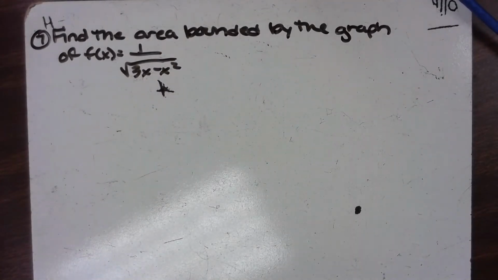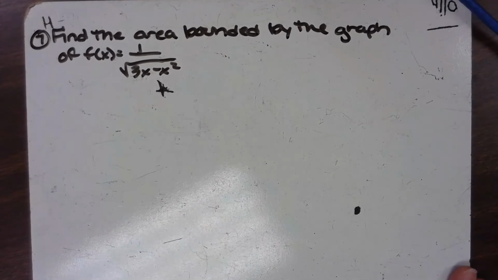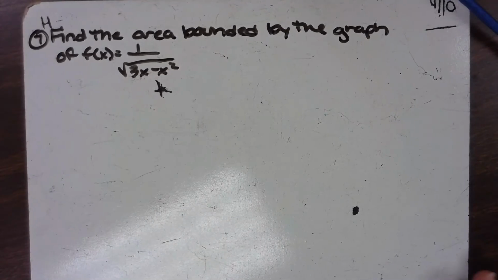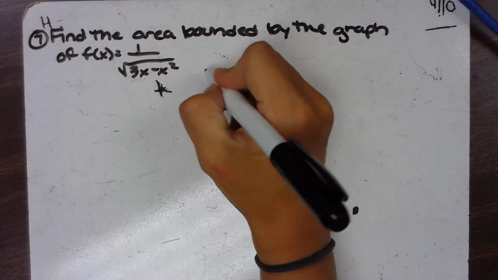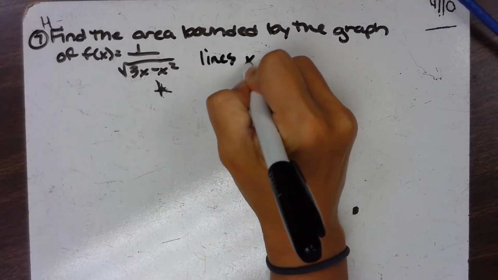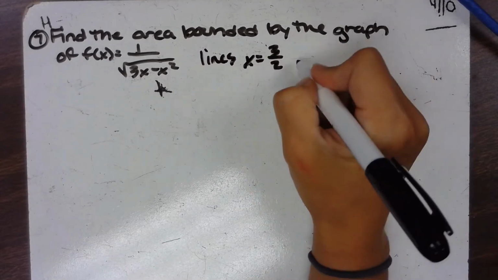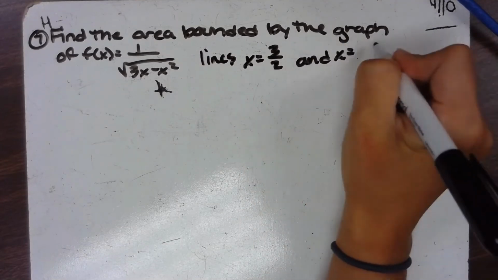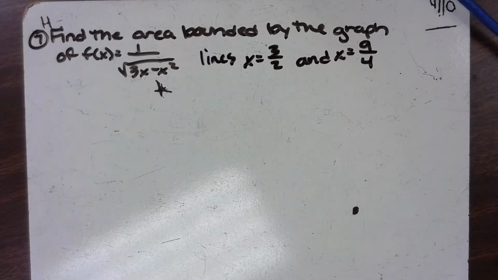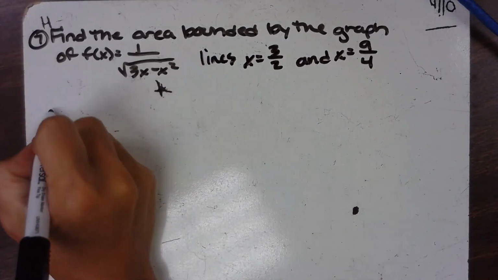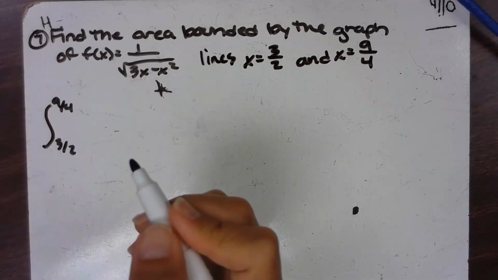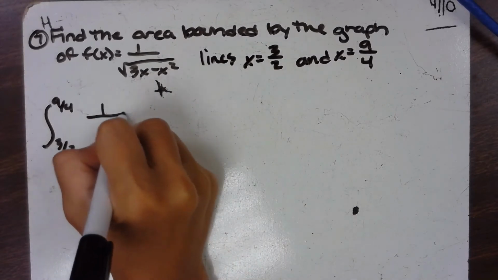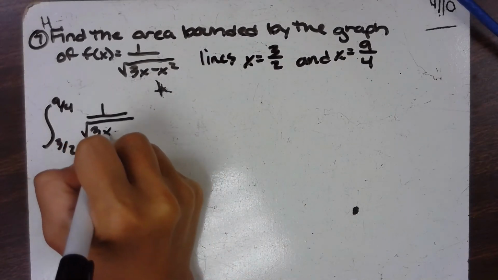All right, and number 7, what if I wanted to find the area bounded by the graph of f of x, so this graph right here, and the lines x equals 3/2 and x equals 9/4? So really I'm integrating from 3/2 to 9/4 of 1 over the square root of 3x minus x squared.